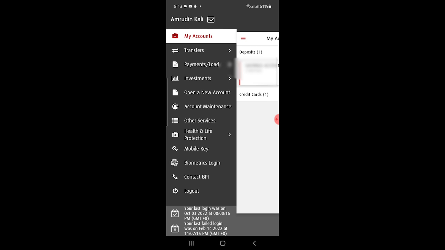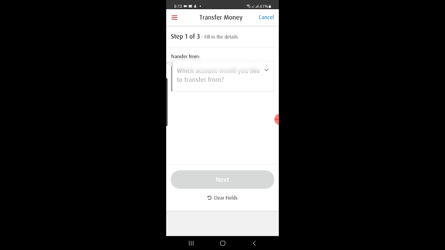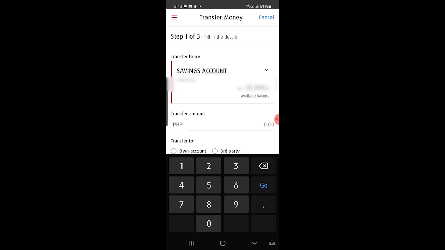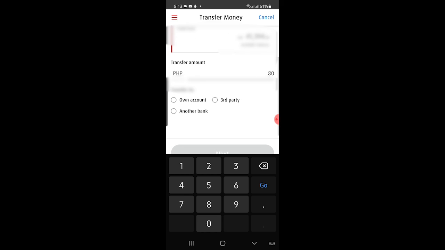Okay. So next, punta tayo dito sa transfer money. Ayan. Then next, select natin yan. Okay, so amount ng ita-transfer natin guys. So this is sample only. So let's say 80. Okay. So gawin natin 75 na lang. Ayan.